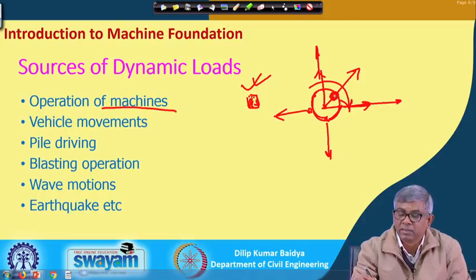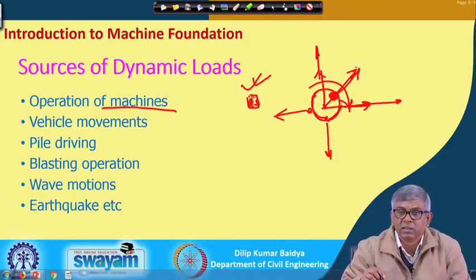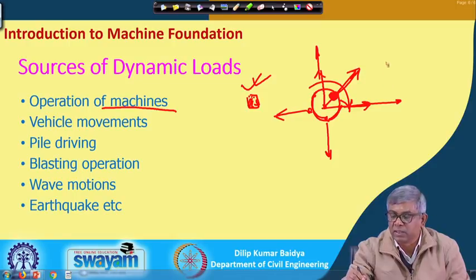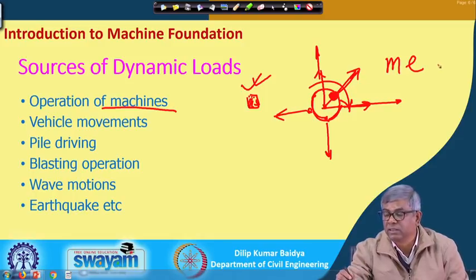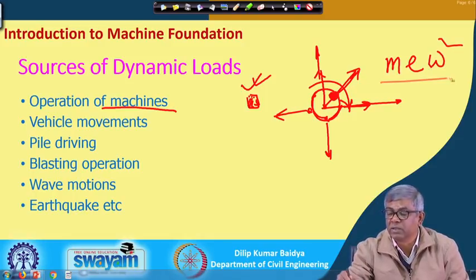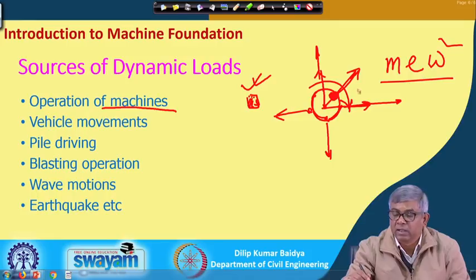For the time being, we can see that because of this rotating eccentric part, when it rotates, it will create some force, which is m e omega square. That is, m multiplied by e, the radius or eccentricity, into omega square. This is the magnitude of the force. It is acting in this direction.